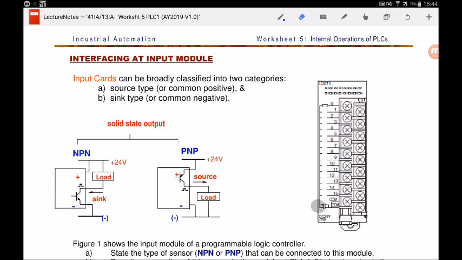Some students may ask, how about these two common terminals here? The common terminals are meant for connecting to the power source, which I will illustrate later on how to connect. Depending on the polarity of the power source you connect to this common terminal, we can configure the input module card to be a sourcing type or a sinking type. Sourcing type means current flowing out and sinking type means current flowing in, which I've shown you earlier in the video. Later on, we will illustrate more on this.